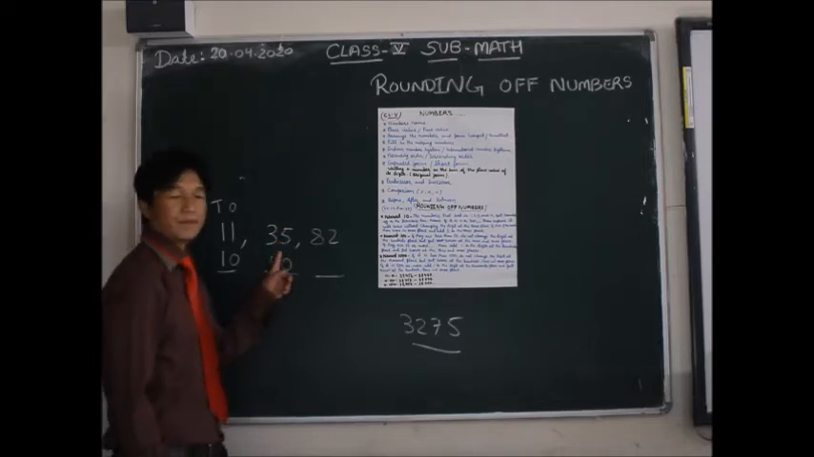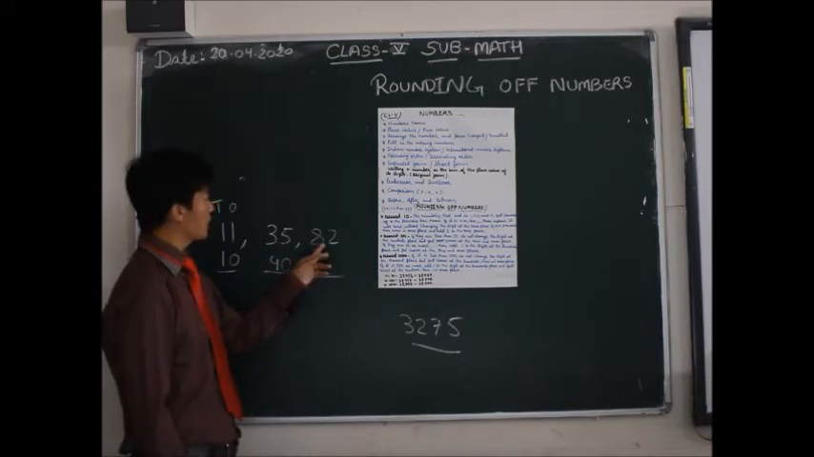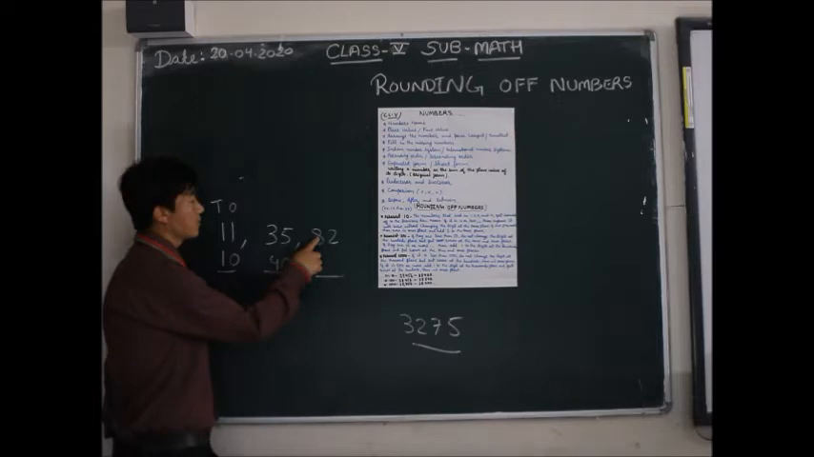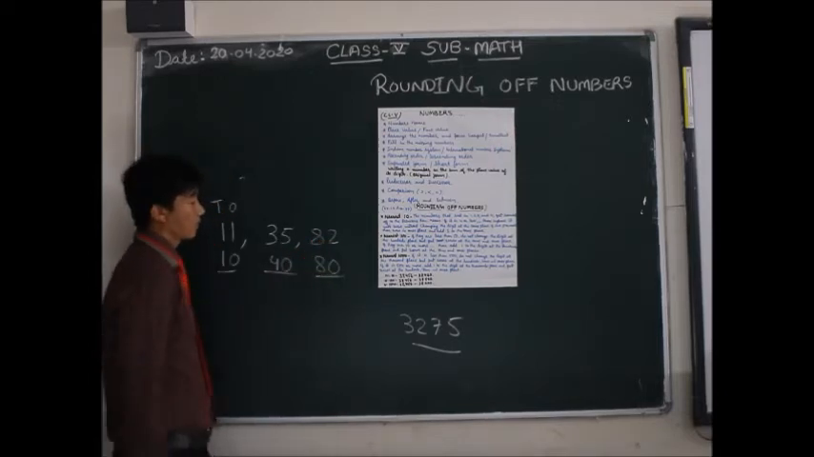Are you getting the point? Think about it. After that, here is again, I have written here 82. Okay, 2 is less than 4. That means this 8 in the tens place remains the same. That means 2 becomes 0, so 80.